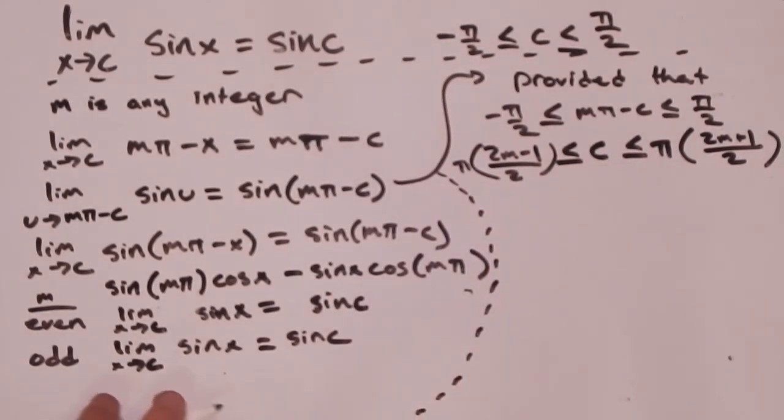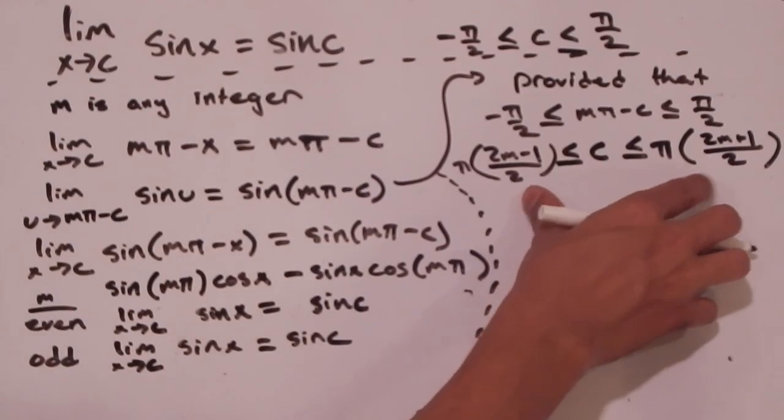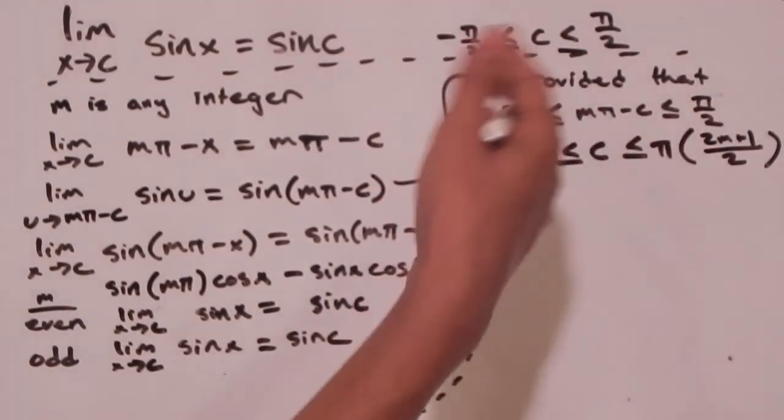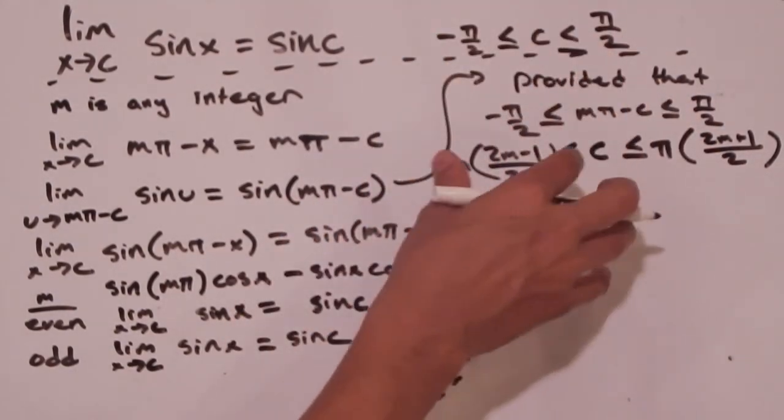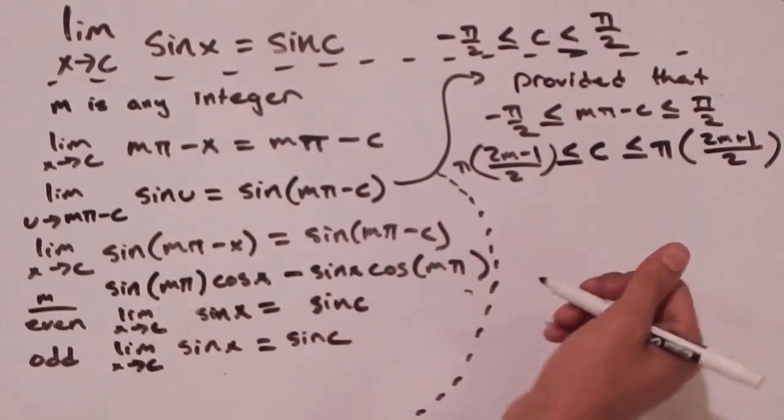So we can see that now we've shown this limit is true for x approaching c for all values of c that fit this inequality where m can be any integer. So the important thing is that m can now be any integer we want. And for all those values of c, we know that this limit exists. So why don't we look at some examples?